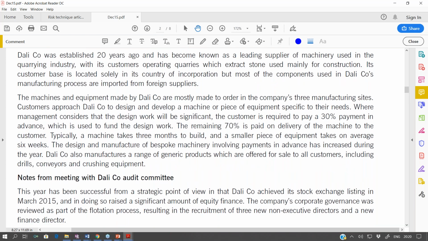Okay, now can you see the paragraph in front of your screen? The very first one, Dali Company was established 20 years ago, right? And in the very last line of that, it says that the raw material is imported from foreign suppliers. So when you see that, you can immediately think about foreign exchange gains or losses, or you can immediately think about IAS 21, because when the raw material is imported, you need to recognize the initial transaction at the spot rate, and then at the year end, retranslate it at the closing rate, right?